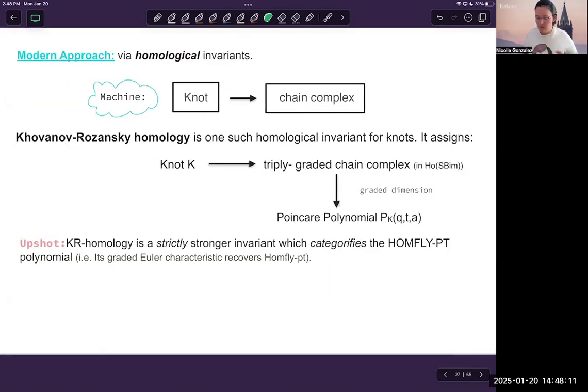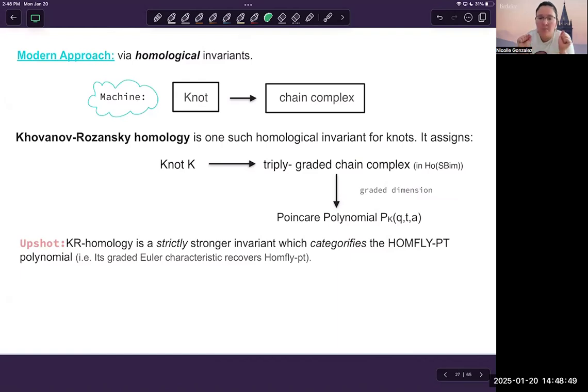So the upshot of this construction is that this homology theory, this much more complicated construction, is actually a better invariant. In particular, one of the issues that we had with the HOMFLY-PT polynomial and all these polynomial invariants is that there are many cases where the knots are different, but the polynomial that you get is the same. Here, this Khovanov-Rozansky homology still has that same issue. There are still cases where the knots are different, but the output is the same.